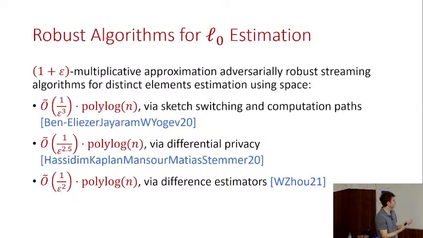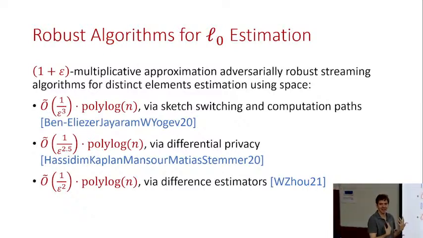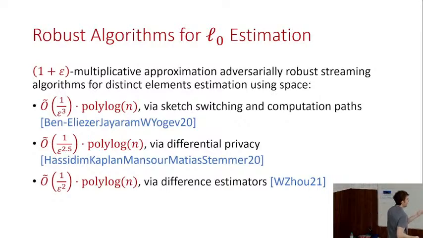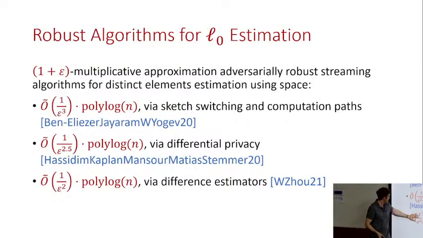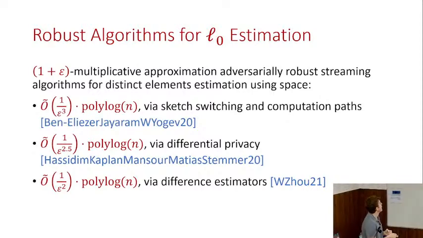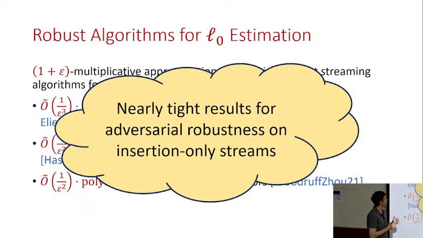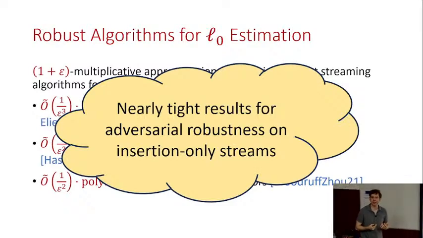Intuitively, you're trying to keep your randomness private here. And using another technique called difference estimators, this was improved to the optimal 1 over epsilon squared dependence on epsilon in work with Joe. Okay, so these are actually nearly tight up to polylog n factors for insertion-only streams and adversarial robustness.